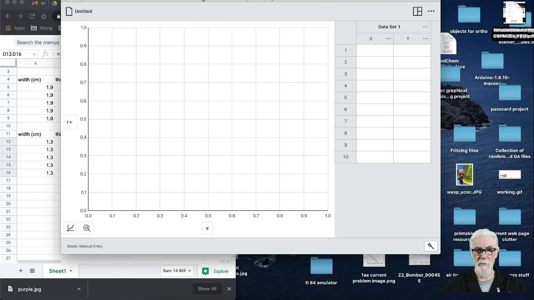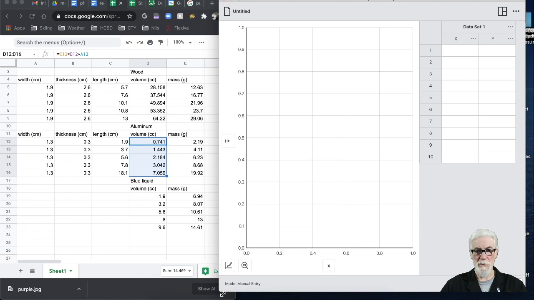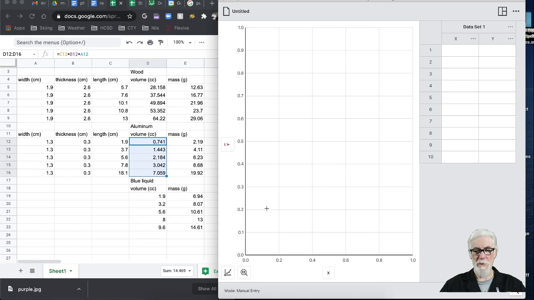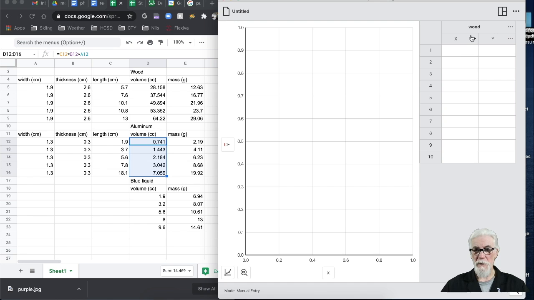To make room for my graphical analysis, which I'm also going to have to shrink just a little too. There we go. All right, so the first data set is going to be where we put our wood data. So I'm going to rename this data set. Instead of generic data set 1, I'm going to put wood in here.